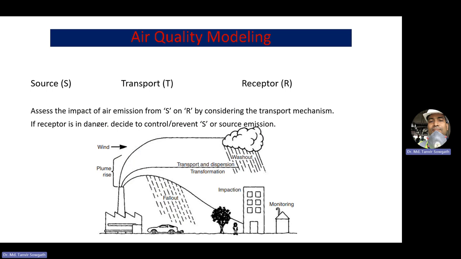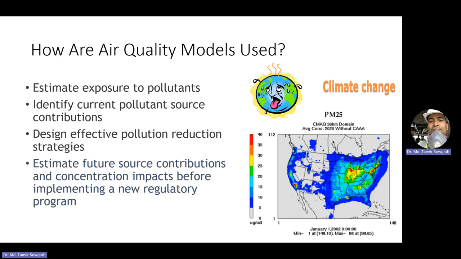So air quality modeling is basically source, transport, and receptors. Based on that, as you can see, then how we are using these things: to estimate the exposure.